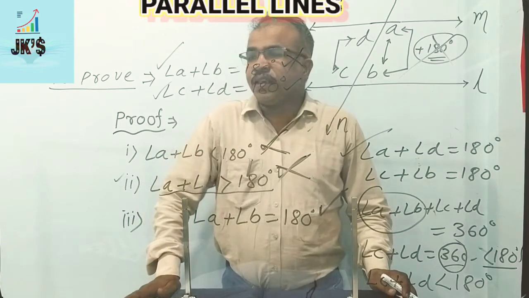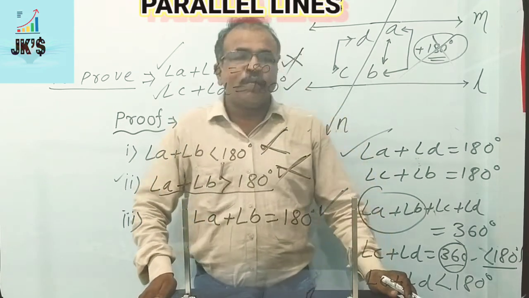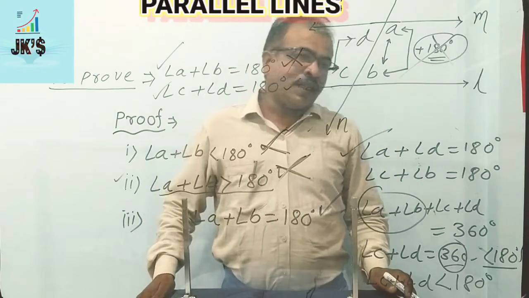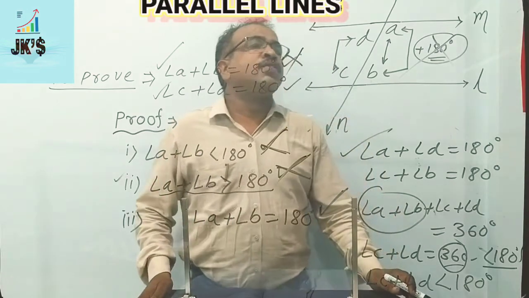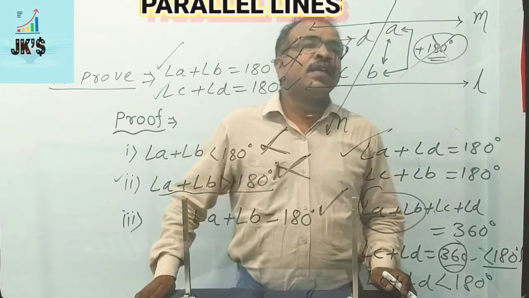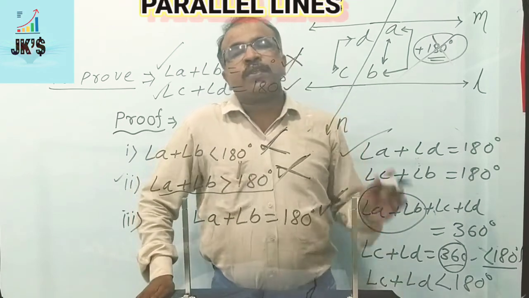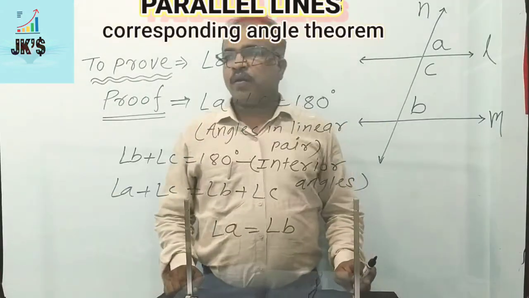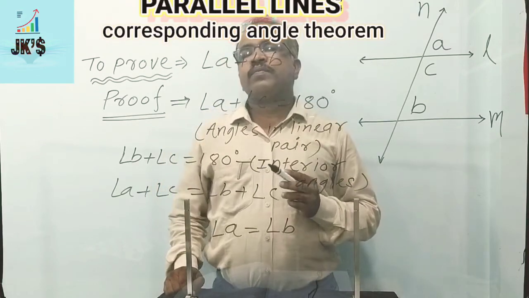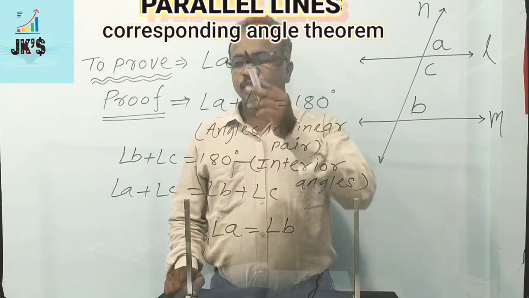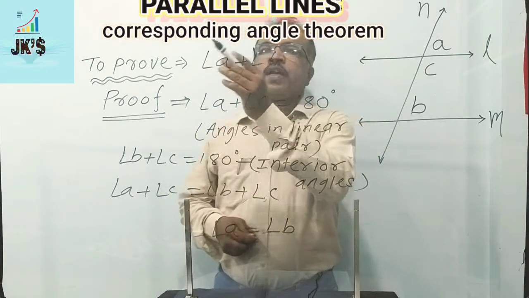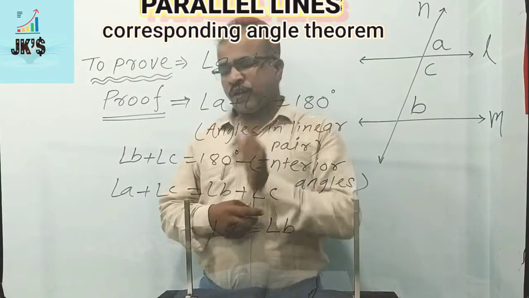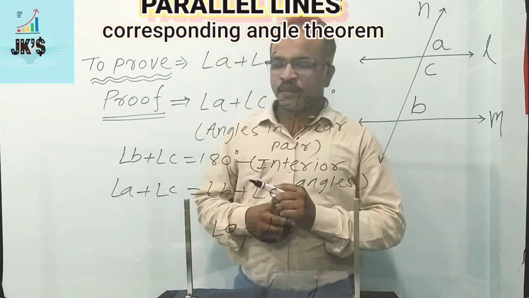Okay, do you understand this? Hence, if two parallel lines are intersected by a transversal, then the pairs of interior angles on either side are supplementary, means their sum is 180. This is proved now. Okay. Now the second theorem, that is the corresponding angle theorem. So what is the statement?